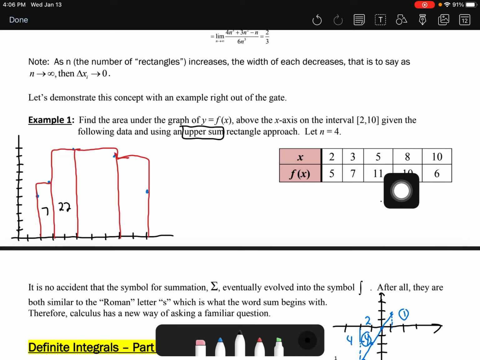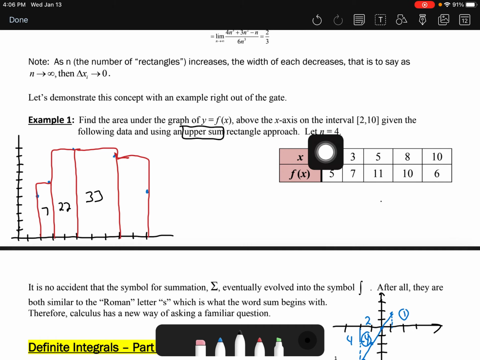Okay, and moving to the third rectangle from 5 to 8, there I've got a width of 3, and I'm choosing between 10 and 11. I want to pick 11. That gives me the bigger one, so I keep that same height of 11. And so I've got 11 times 3. That would be an area of 33.